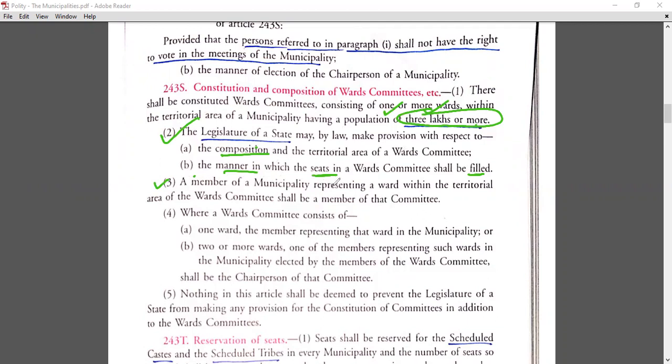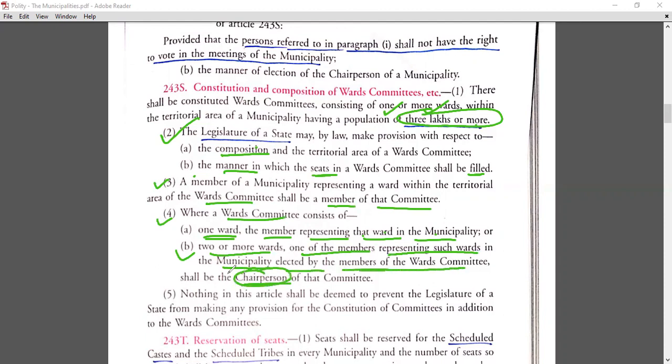Third clause, a member of the municipality representing a ward within the territorial area of the ward committee shall be a member of that committee. Now where a ward committee consists of one ward, the member representing that ward in the municipality shall be the chairperson. If a ward committee consists of 2 or more wards, then one of the members representing such wards in the municipality, elected by the members of the ward committee, shall be the chairperson of that committee. Okay, so here elected by the members of the ward committee, because 2 or more wards are there, right? Fine.